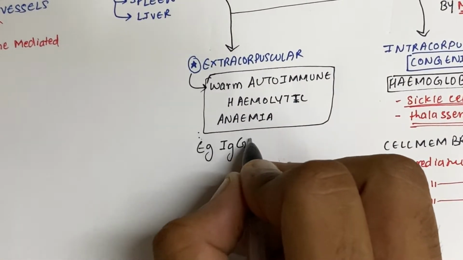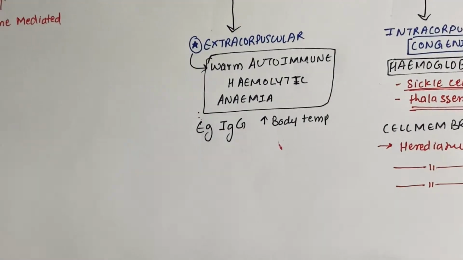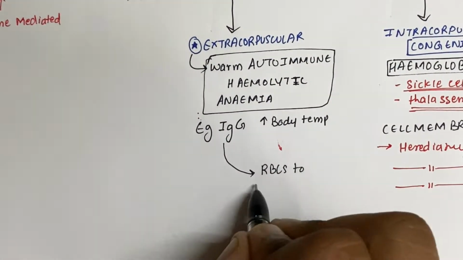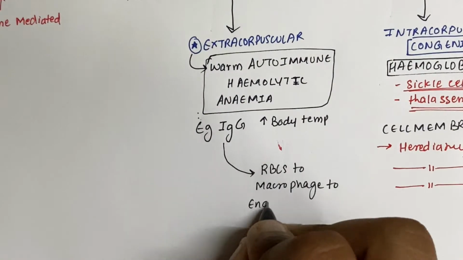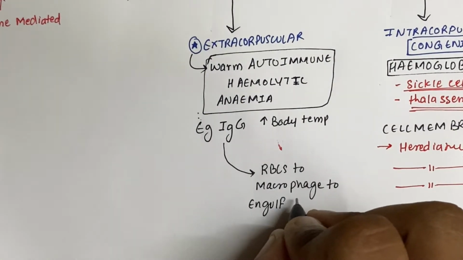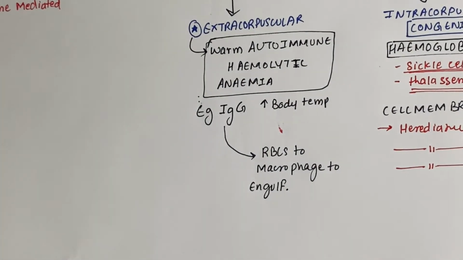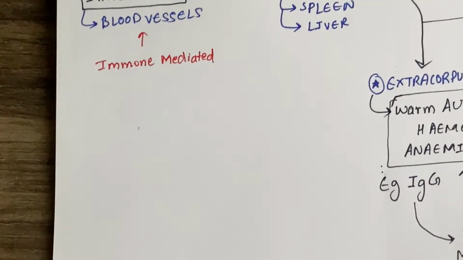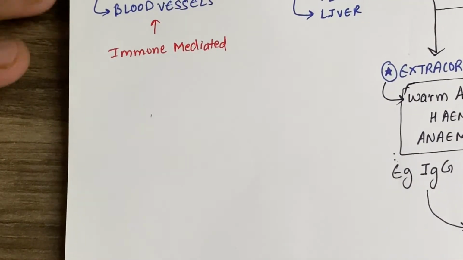So yeah, I've told you about them. Example is IgG, and increase in body temperature takes place. RBCs are engulfed by macrophages. Okay, they engulf them, they endocytose them in a way. They just engulf them, and yeah, immune mediated.